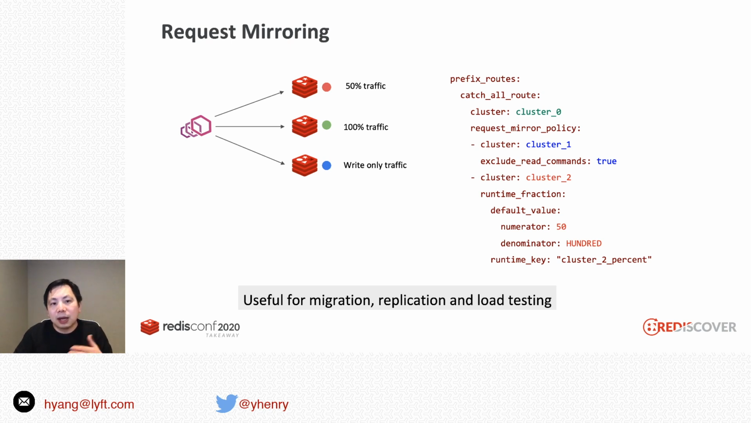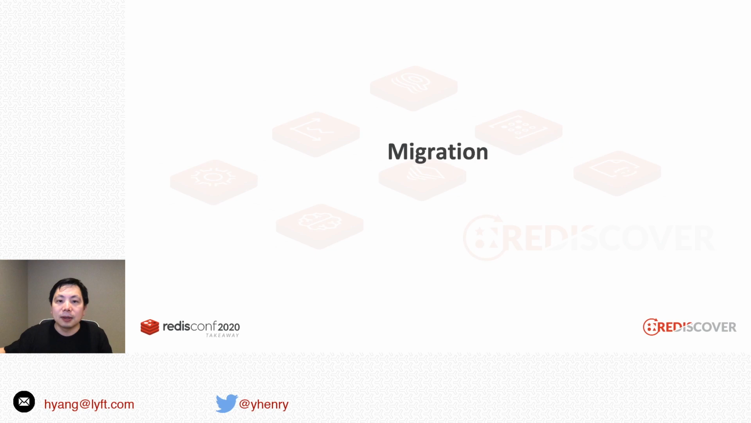Now here in this case, we are setting 50% traffic. What happens when we turn the percentage higher than 100%? Now we have the ability to load test and stress test a different cluster with production traffic without actually impacting the production cluster. And this is a great feature. Next, we'll look at how we use these features in our migration flow.